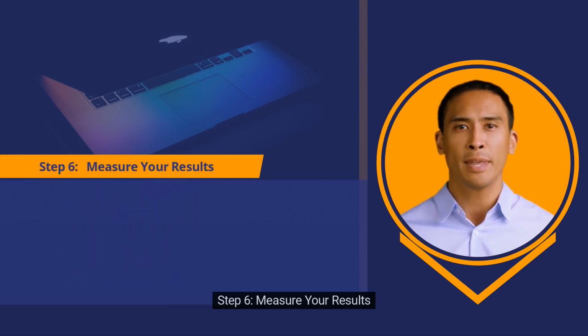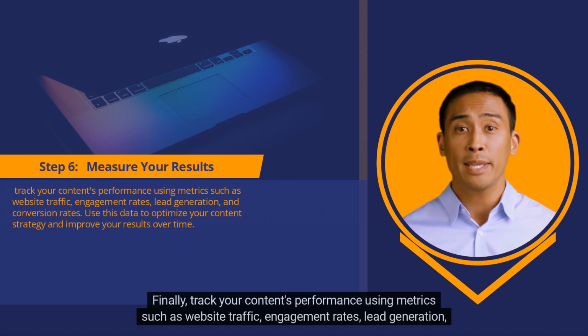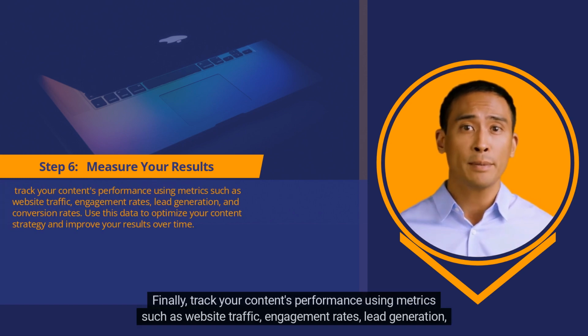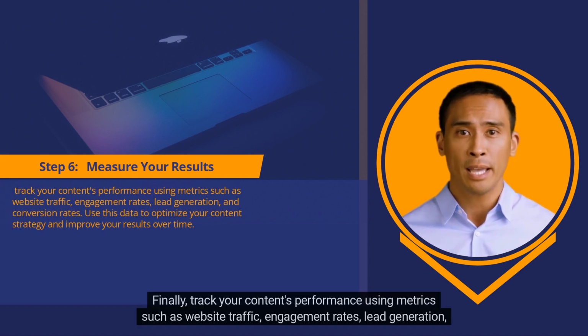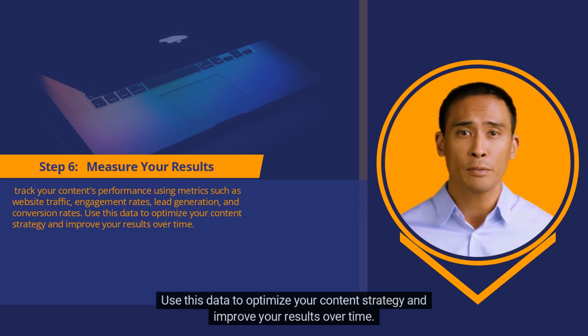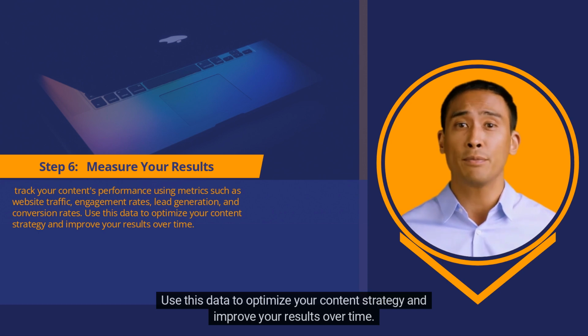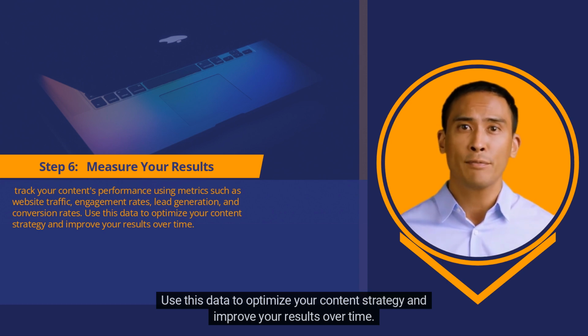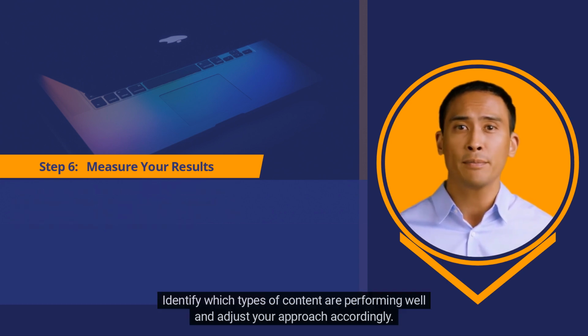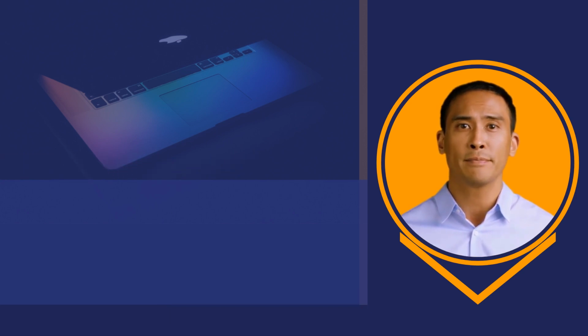Step 6. Measure your results. Finally, track your content's performance using metrics such as website traffic, engagement rates, lead generation, and conversion rates. Use this data to optimize your content strategy and improve your results over time. Identify which types of content are performing well and adjust your approach accordingly.